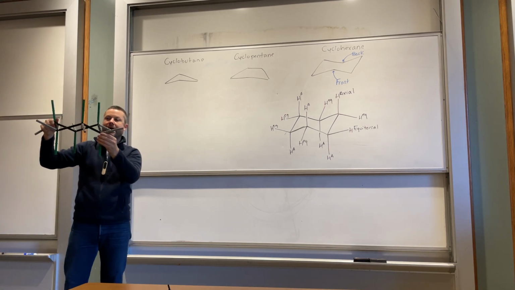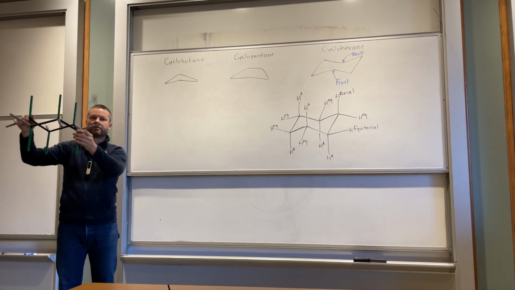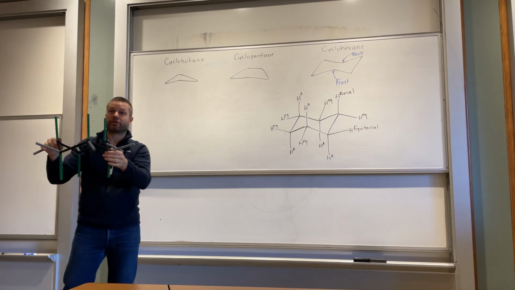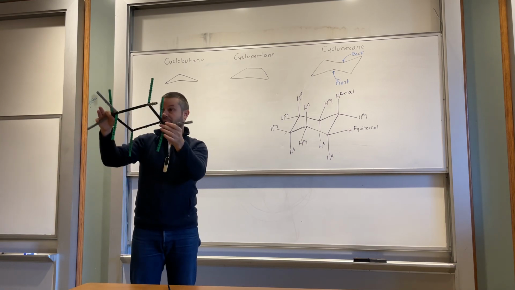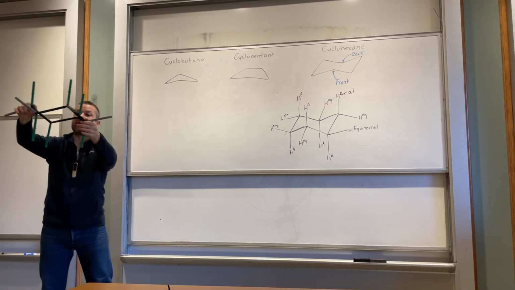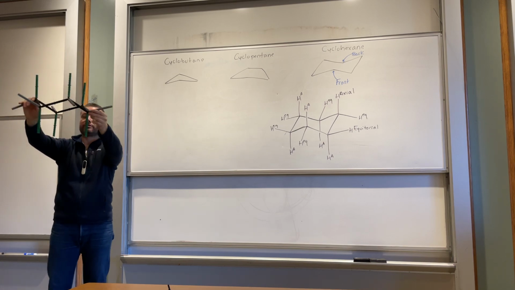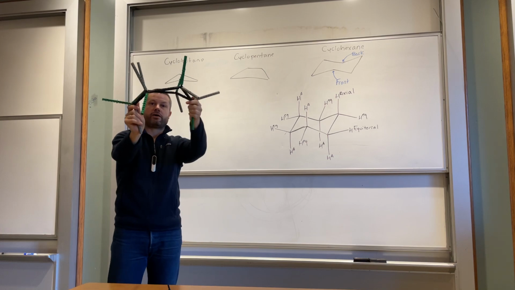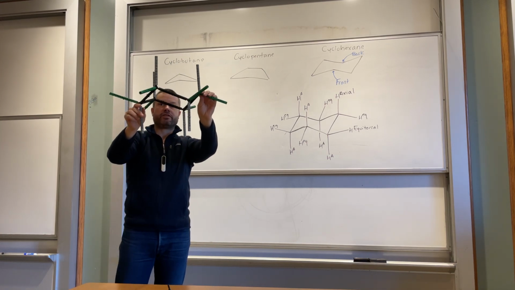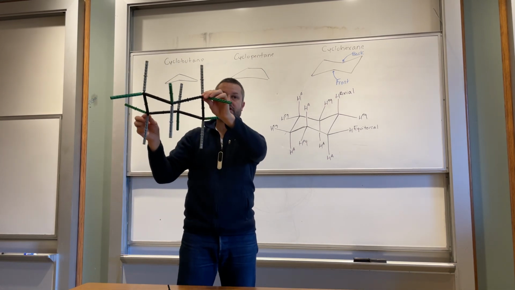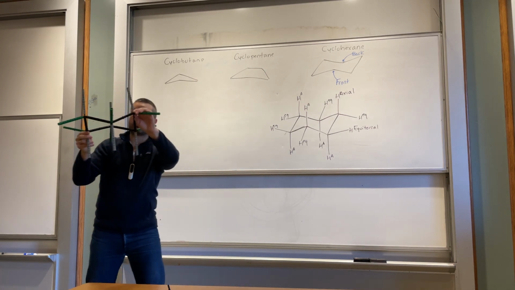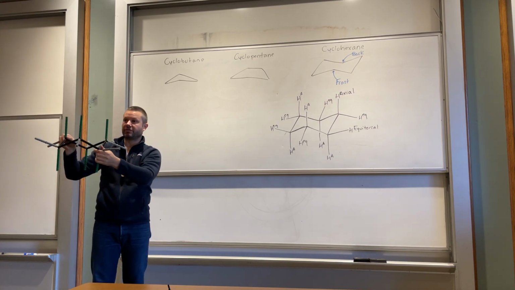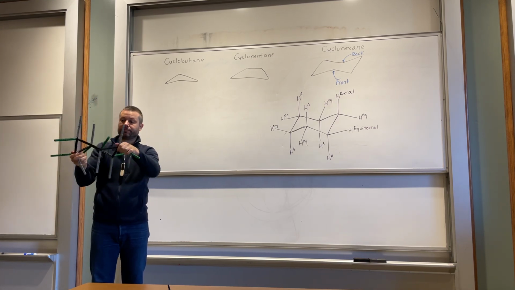When I do that, what happens to the axial substituents? They become equatorial. What happens to the equatorial substituents? They become axial. So you can see here, everything that's axial is green, everything that's equatorial is gray. When I do the chair flip, pull one corner down, push the other corner up, now everything that is axial is gray, and everything that's equatorial is green. So the substituents in one chair that are axial, when you do the chair flip, become the equatorial substituents. They have to. There's no option.